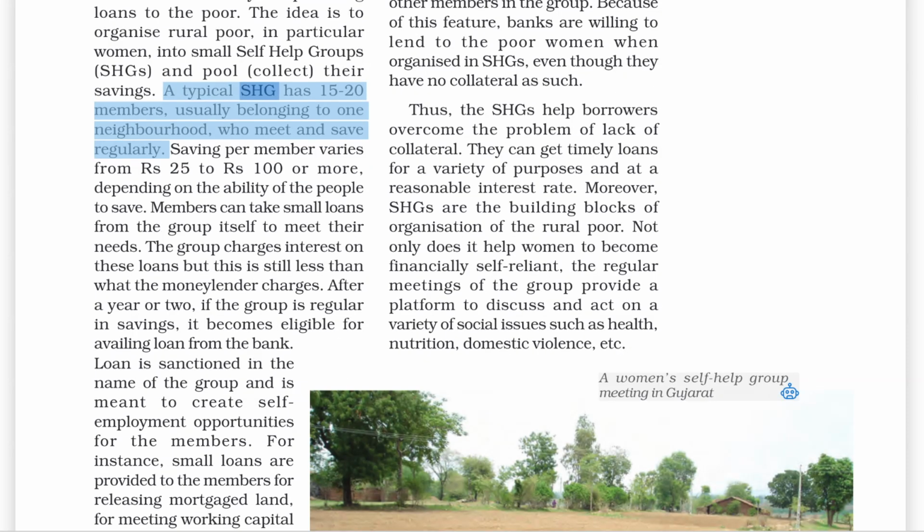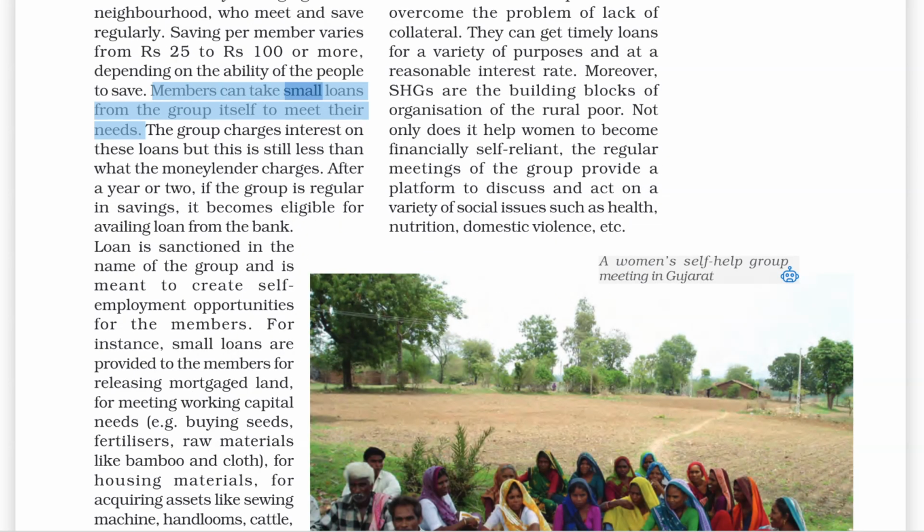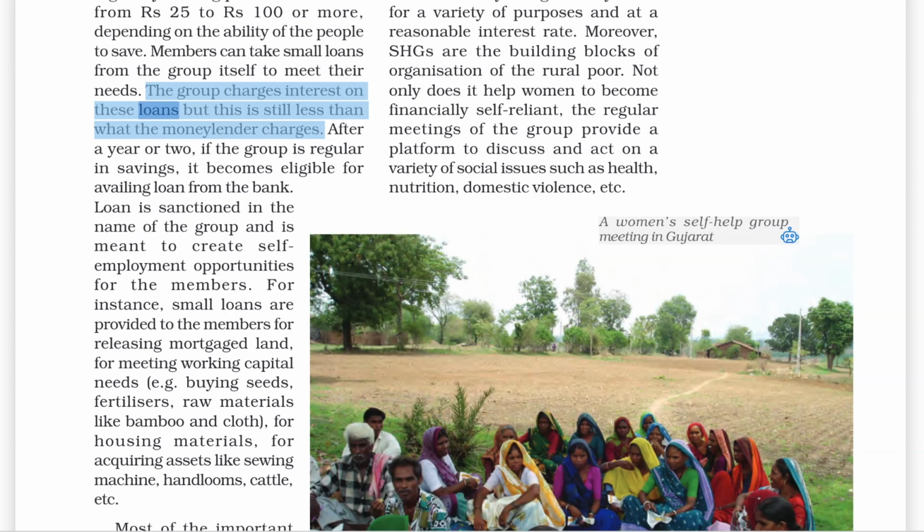A typical SHG has 15 to 20 members, usually belonging to one neighborhood, who meet and save regularly. Saving per member varies from 25 rupees to 100 rupees or more, depending on the ability of the people to save. Members can take small loans from the group itself to meet their needs. The group charges interest on these loans, but this is still less than what the moneylender charges.